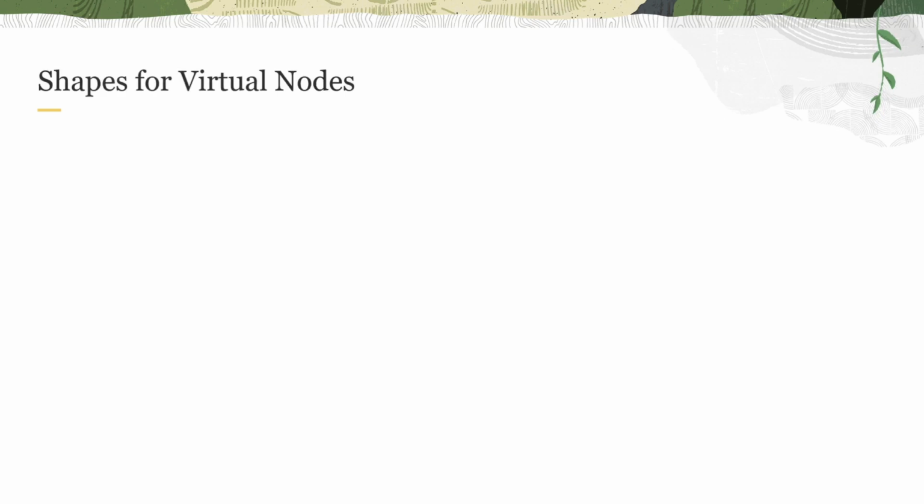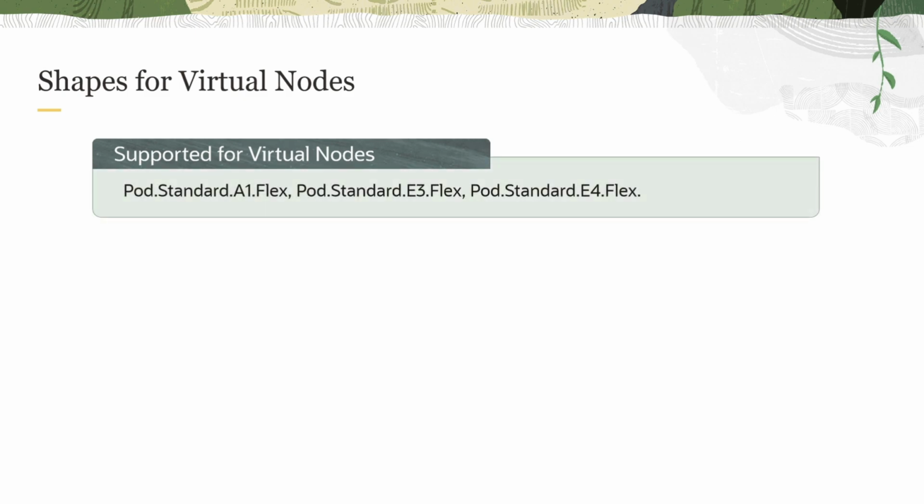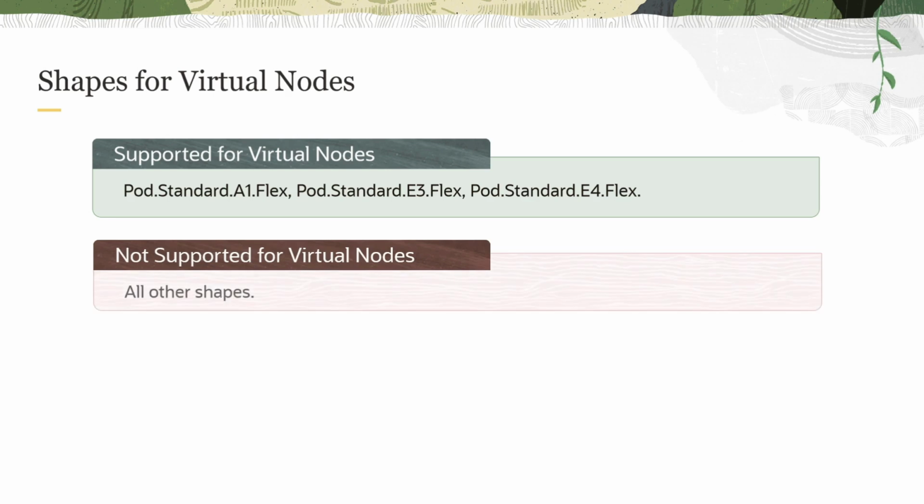Virtual nodes provide flexibility in managing your Kubernetes cluster, and it's essential to choose the right shape that suits your specific requirements. For virtual nodes, we have specific shapes that are supported, and these include Pod.Standard.A1.Flex, Pod.Standard.E3.Flex, and Pod.Standard.E4.Flex. These supported shapes that we saw for virtual nodes offer various options to cater to your specific workload needs. However, please note that all other shapes are not supported for virtual nodes. It's important to make the right choice to ensure that your virtual nodes operate optimally.